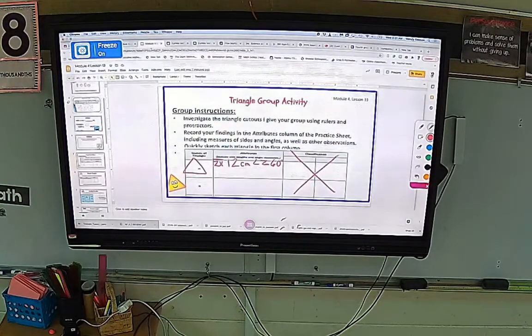Y'all need to be talking with each other. She doesn't need to be doing totally different things than you. Okay, y'all need to be on the same time. And I would write a whole lot smaller. You've got to get 6 things in the box: 3 angle measurements and 3 sides.